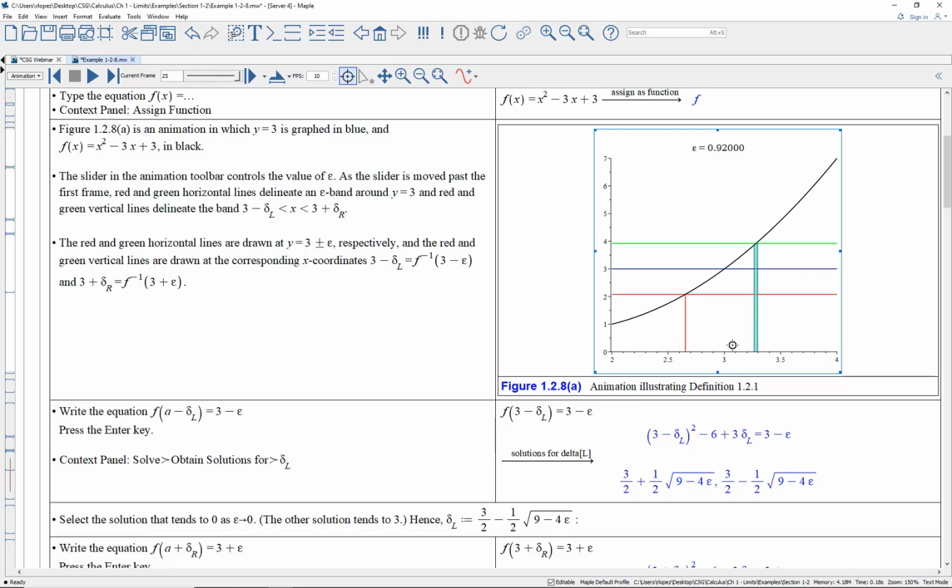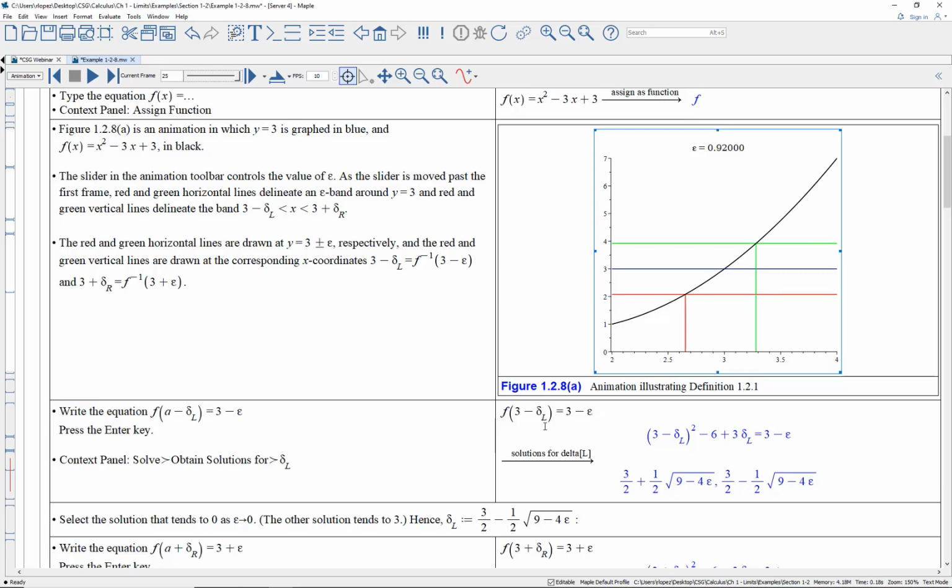This interval from 3 to the green line is smaller than the interval from the red line to 3, because this is an increasing bit of the function. So Maple is amenable to finding these two endpoints. Basically you are finding a delta L, which is on the left, and a delta R, which is on the right. They're not the same. And then you pick the smaller to make your bound on X.